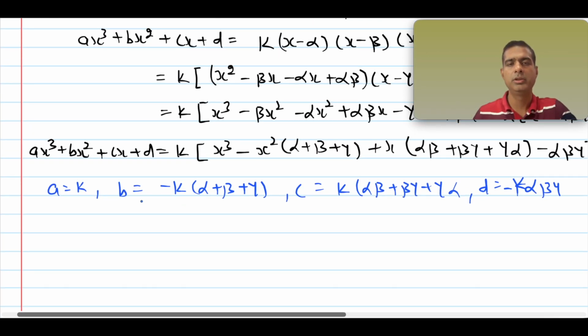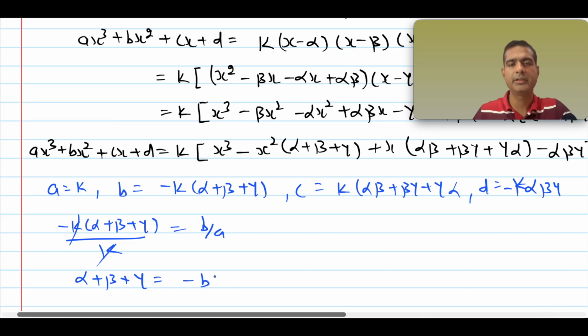Now if I divide minus k alpha plus beta plus gamma by k, it will be b by a. So from here I can say alpha plus beta plus gamma will be equal to negative b by a.